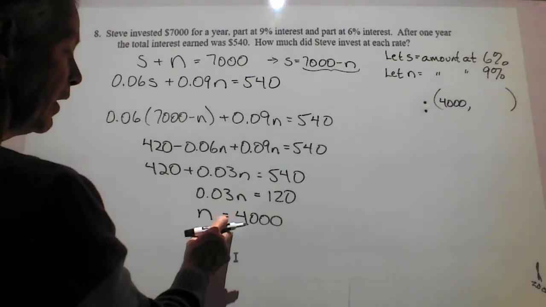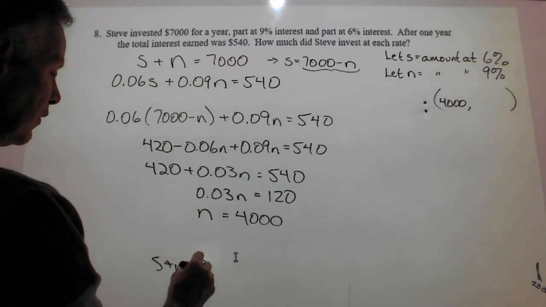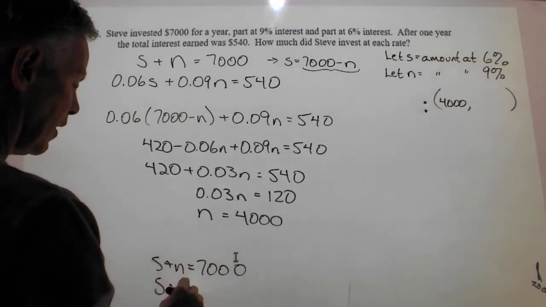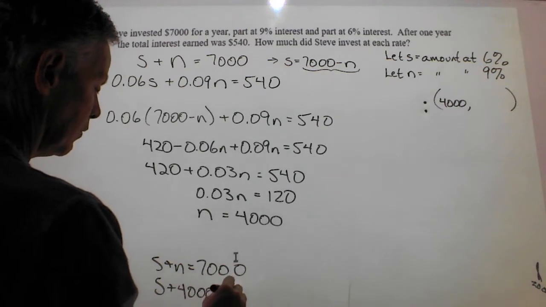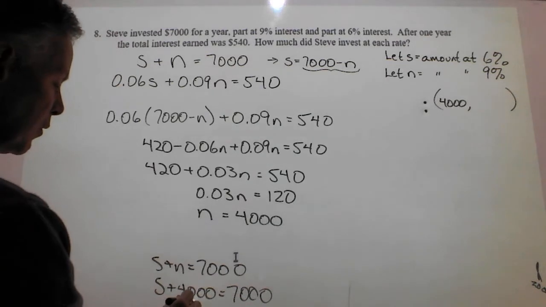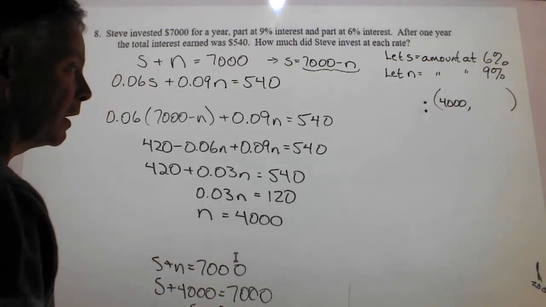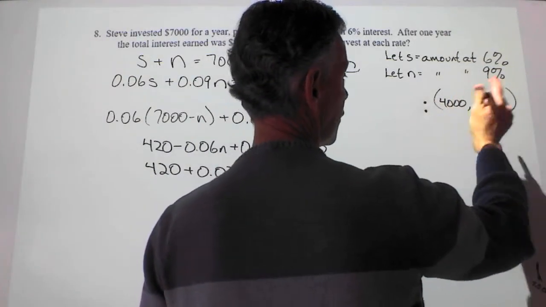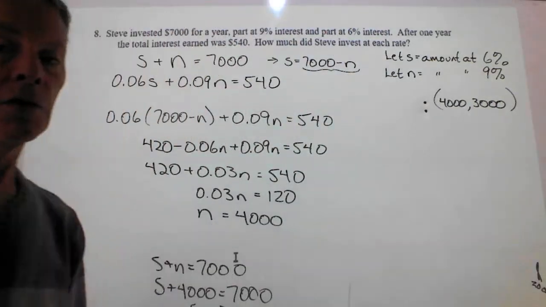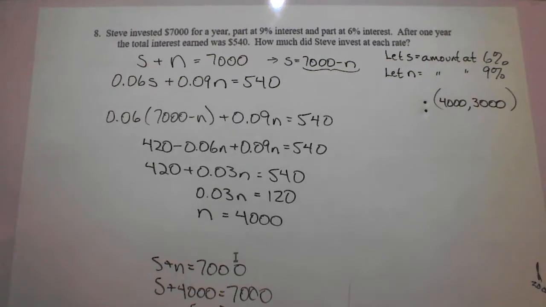So, we take our value for N, we sub it into S plus N equals 7,000. That becomes S plus 4,000 equals 7,000. Isolate S, subtract 4,000 from both sides, leaving you with S equals 3,000. So, our value for N is 4,000. Our value for S is 3,000. Okay? I think we have time for one more question.